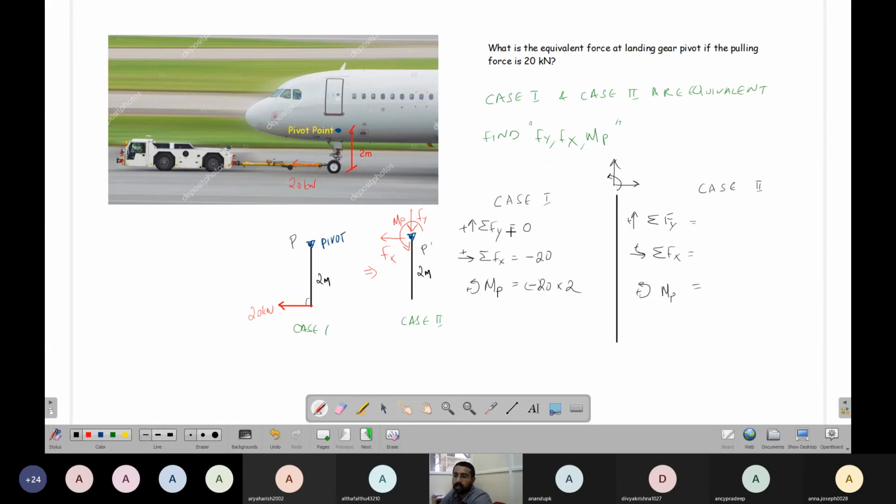Now we will go to this system. In this system, the summation of forces in y direction: we assumed the y direction downward. So this will be minus Fy. Summation of forces in x direction: we assumed left side. So minus Fx. Okay. Then moment. What is the moment in this system? Fy into 0 plus Fx into 0 plus MP. Okay, plus MP. The moment came like this.